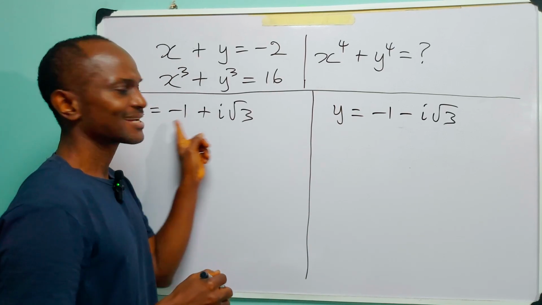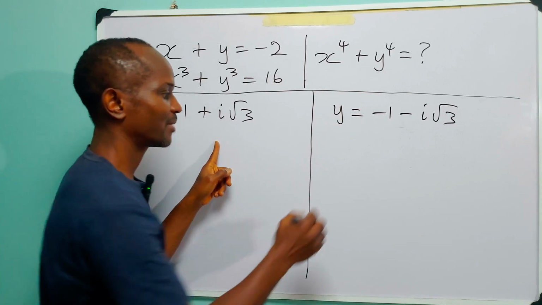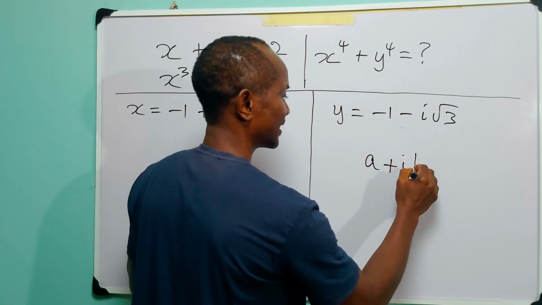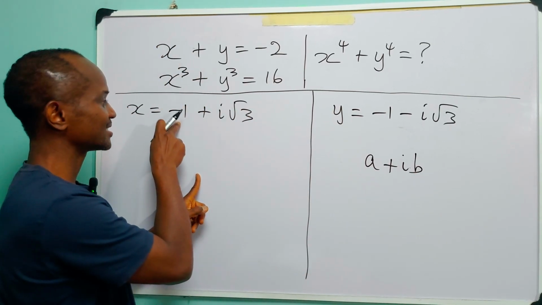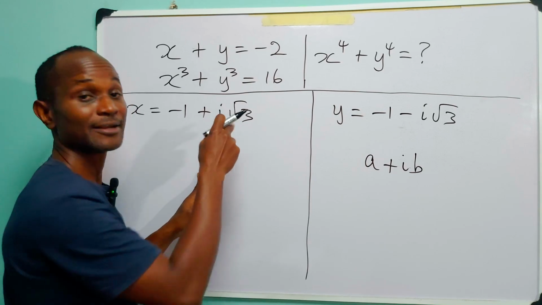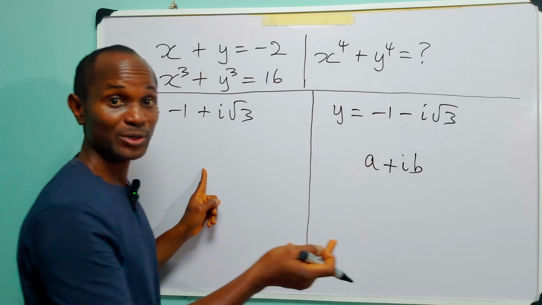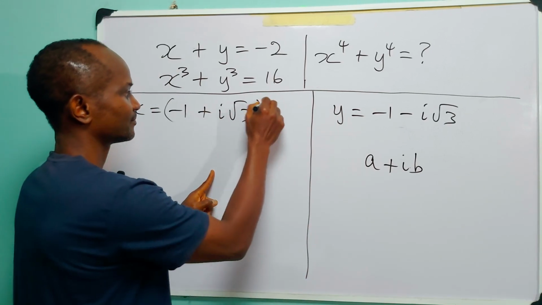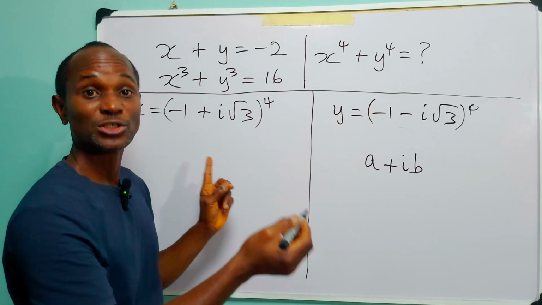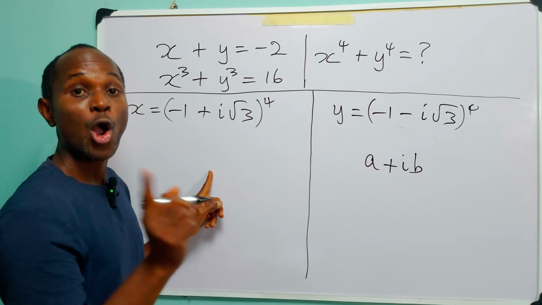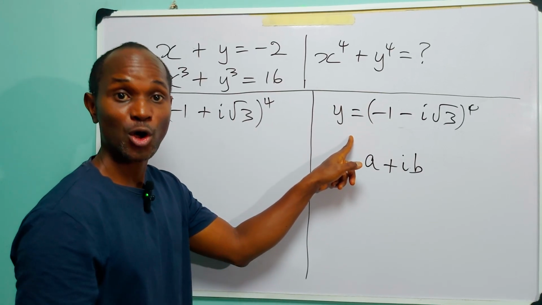Now, we can either raise x and y in their rectangular form. The rectangular form of a complex number is the form a plus ib, where a and b are real numbers, because we can see in this case minus 1 is a real number and root 3 is a real number. So we can either expand them algebraically and get the value for this, or we can change x and y to the polar form of a complex number.